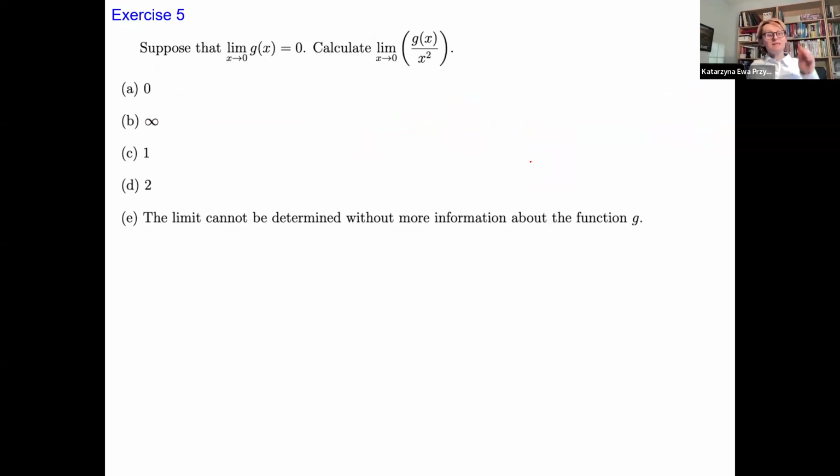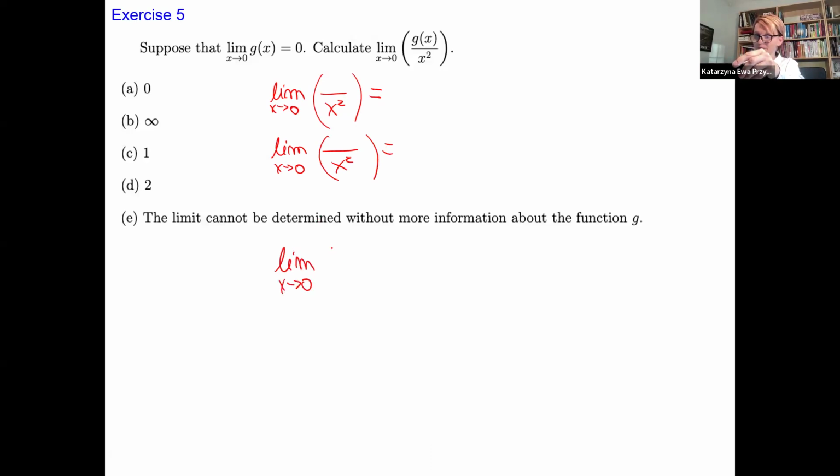Exercise number 5. Suppose that the limit of g of x as x goes to 0 is 0. Now let's calculate this limit, g of x over x squared. What is the answer? Limit as x goes to 0 of g of x over x squared. I just want to have 3 examples, because g of x is sitting in the numerator, right?